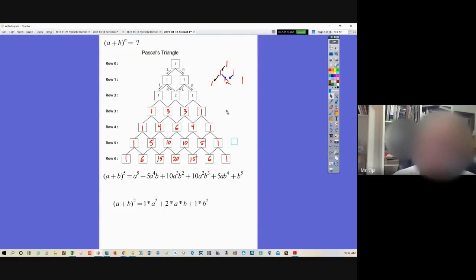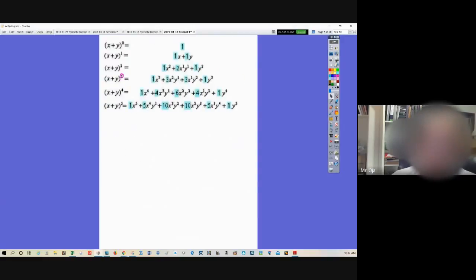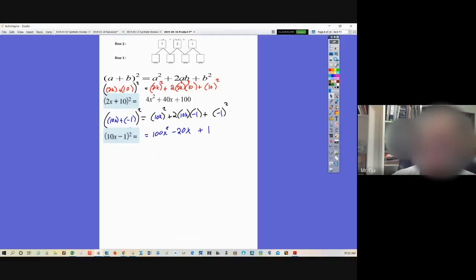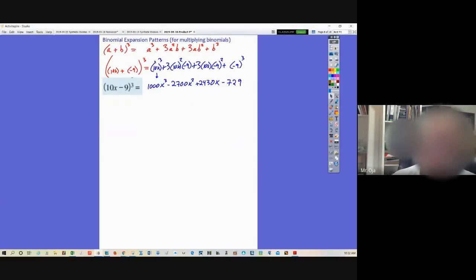Okay. And so we know then that row 3 is going to look like that. It's going to look like 1a cubed plus 3a squared b plus 3ab squared plus 1b cubed. Okay. What's our a and what's our b? Well, what's a in this case for our problem in the blue there? 10x. What's b? -9. There you go. Okay. So we get 1 times the quantity 10x cubed.